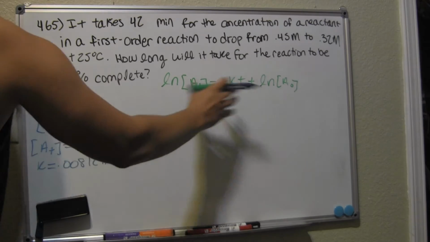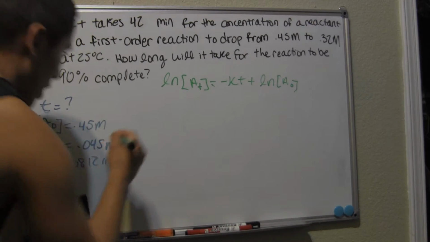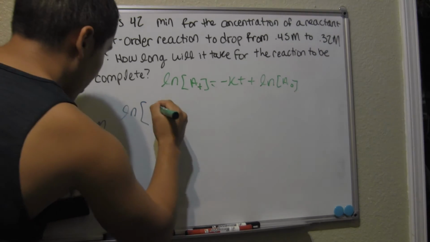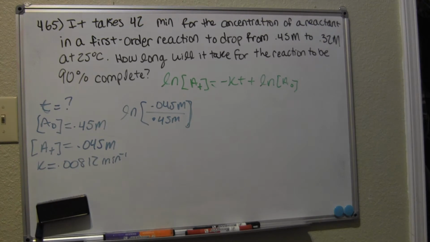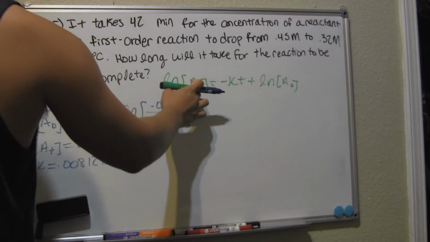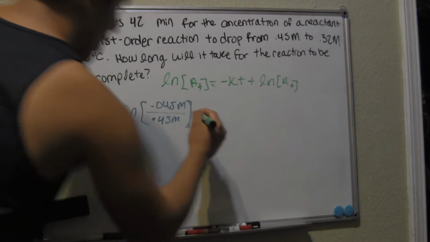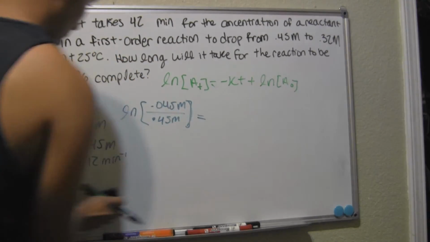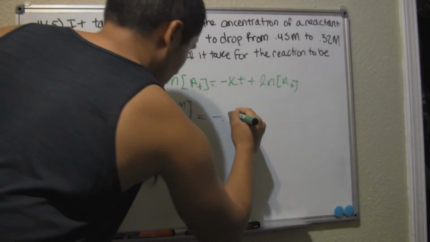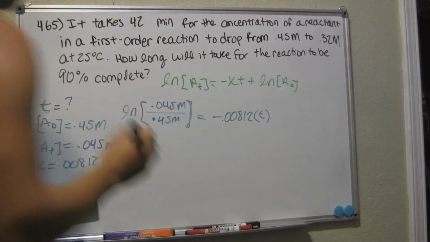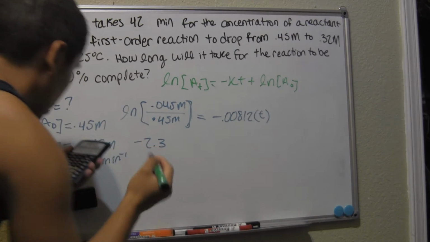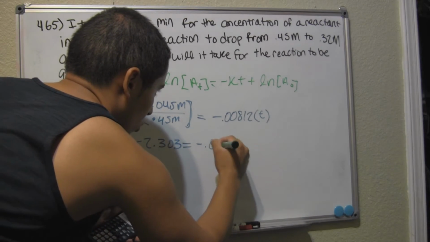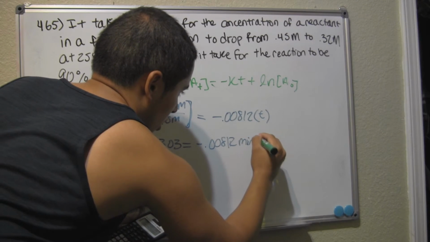So we're going to be plugging in these values again to find t this time. So we have ln of 0.045 molars over 0.45 molars, and we're using the same algebraic property where ln of this divided by that is the same thing as subtracting them, equals negative k. Actually, we have k, so let me plug in k: negative 0.00812 times t. Let's plug this into our calculator. ln of 0.045 divided by 0.45 gives us negative 0.2303, which is equal to negative 0.00812 minutes to the negative 1 times t.